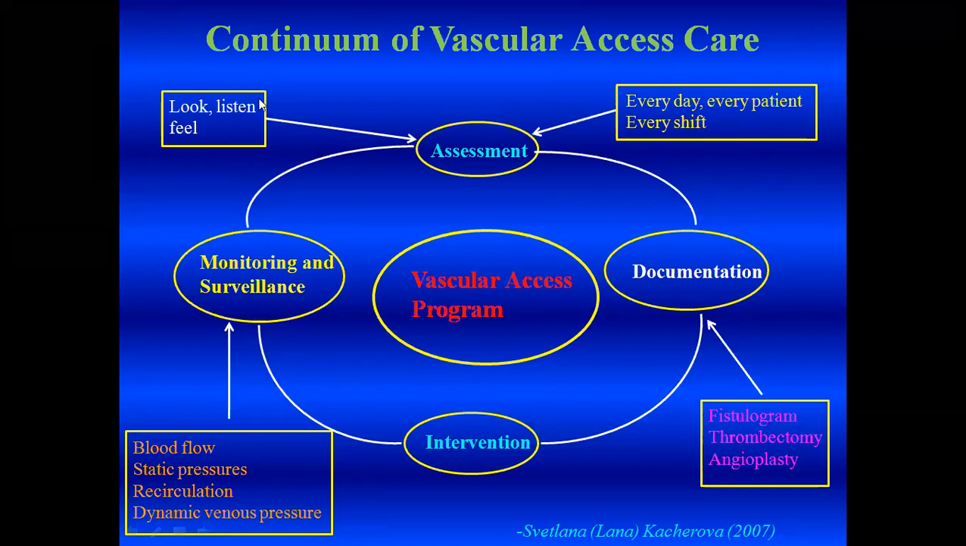What we are supposed to do is to look, listen, and feel the AV fistula and document what we have. That will enable us to early pick up dysfunctions, intervene when there is a dysfunctional vascular access, then monitor the vascular access once again, surveillance and monitoring after we have intervened, and again assess when there is dysfunction. And so the continuum goes on.